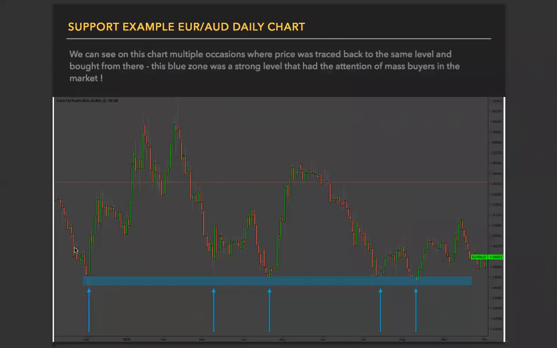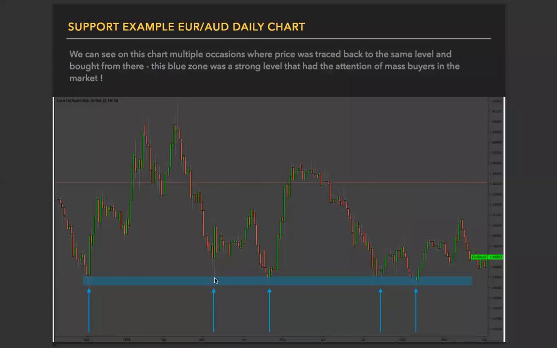So as you can see, over time, this level played a significant role for buyers in the market. This area on the chart, since this point, the market went up. And then it naturally came back to that level. When it came back to that level, what happened? The same buyers who bought here are buying here. Because again, remember, markets have memory.